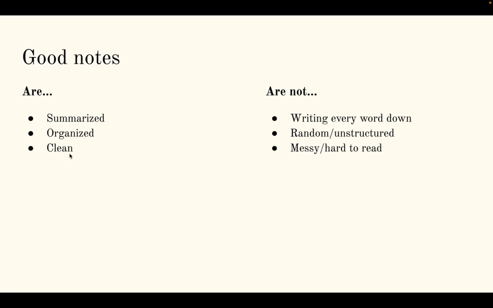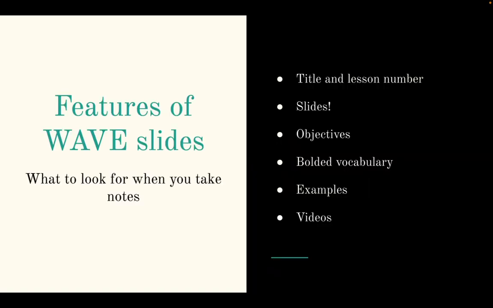It's hard to have good quality notes if you can't read what's on the page. So make sure that your work is not messy or hard to read when you write it out by hand. So here are the things that I look for in the Wave slides when I'm working through these notes. The first thing is a title and lesson number. The lesson that you're going to see today is dividing rational numbers, but the structure is going to be the same for most Wave lessons.